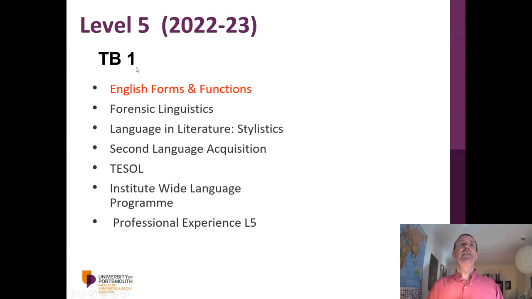So here in level 5, term 1, the core module is English forms and functions. That's basically sort of grammar, how language is organized. And then there's forensic linguistics, using language to solve crimes, language in literature, second language acquisition, how people learn second languages, TESOL, teaching English to speakers of other languages.